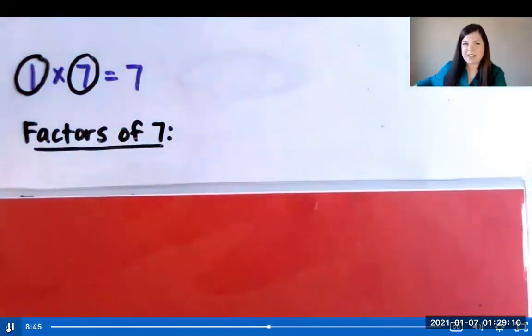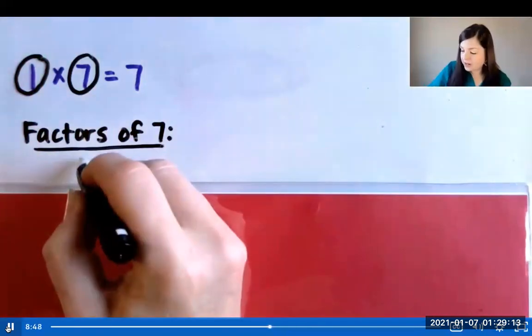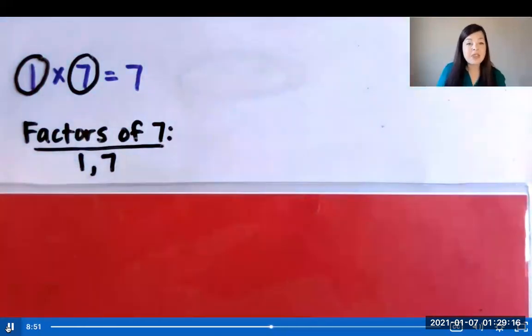Let's think about the factors of 7. If we list the factors we have so far, 1 and 7, and we think about the numbers in between 1 and 7, 2, 3, 4, 5, and 6, none of those numbers are factors of 7. 1 and 7 are the only factors of 7. How is that different from the factors of 8, 16, and 18 that we found earlier in the lesson? 8, 16, and 18 all had more factors than 7 does. 7 only has one factor pair, 1 and 7, and the other numbers had more than that.